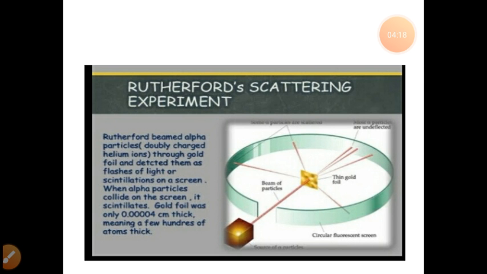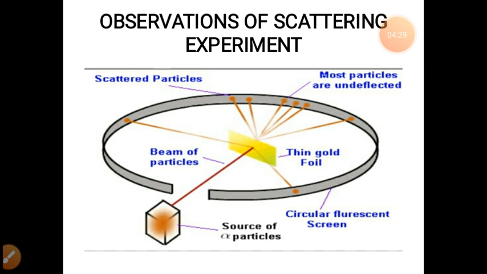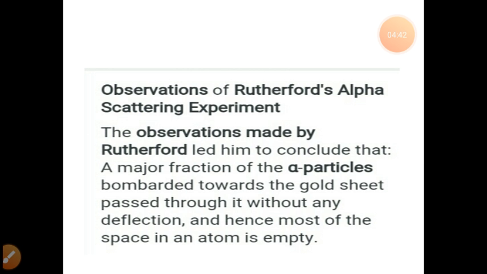Alpha particles are doubly charged helium ions. Since they have a mass of 4 u, the fast-moving alpha particles have a considerable amount of energy. This slide shows the observations of the scattering experiment, where we can see the scattered particles and most particles are undeflected. Observations of Rutherford's alpha scattering experiment. The observations made by Rutherford led him to conclude that a major fraction of the alpha particles bombarded towards the gold sheet passed through it without any deflection, and hence most of the space in an atom is empty.